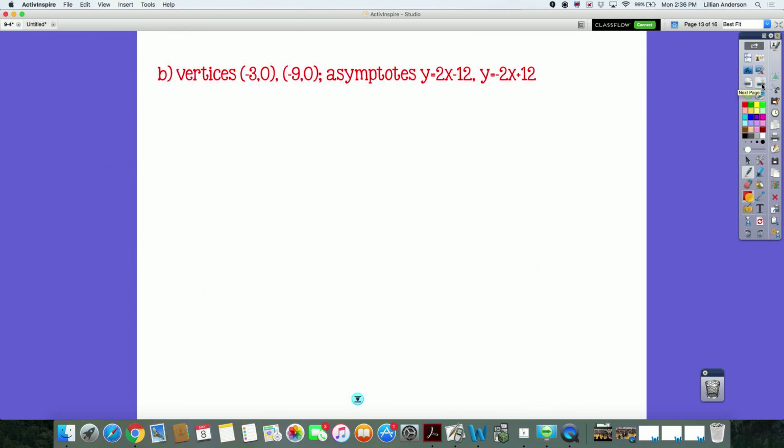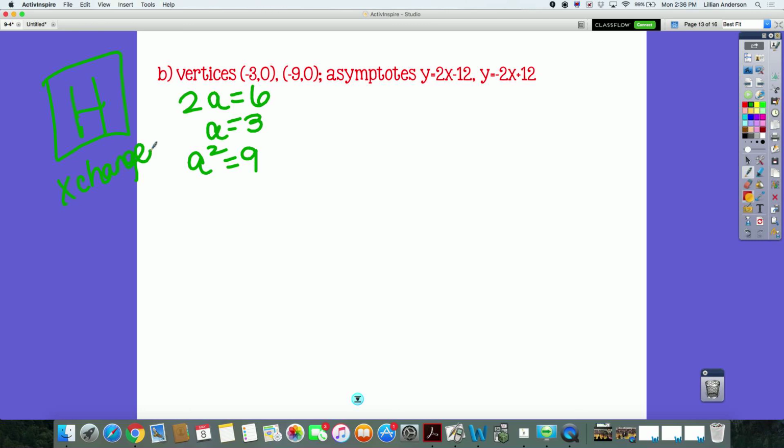The next one, our vertices are located at negative 3, 0, and negative 9, 0. And we know our asymptotes. So, since our vertices, we know that's going to be equal to 2a. The distance between our vertices is 6. So a is equal to 3, which means that a squared is equal to 9. And we also know its orientation. We know that it's going to be horizontal because our x's are the ones that change.